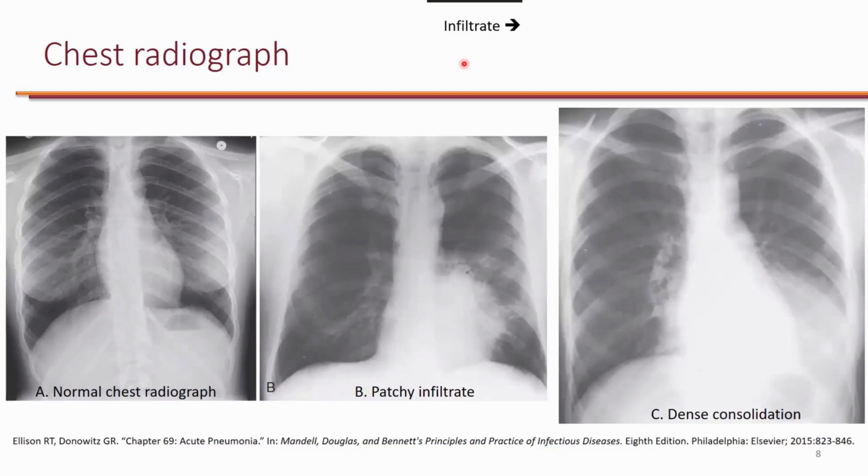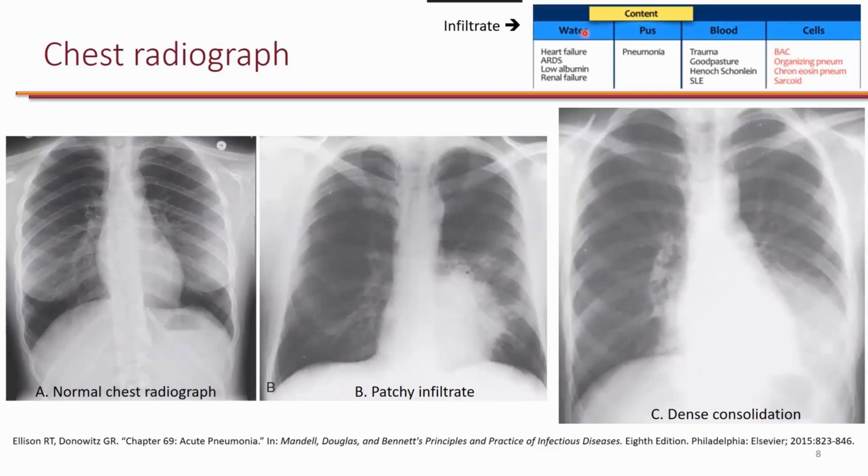Now, these infiltrates or increased opacities, which you will see in chest X-rays B and C, could be due to different things. Some of the possibilities include water in the lung. If you see water on the chest X-ray as infiltrate, it would be common in patients with heart failure who have fluid retention, patients with low albumin, for example. Cirrhotic patients also have fluid retention, so you will see these fluids as infiltrate on chest X-ray.